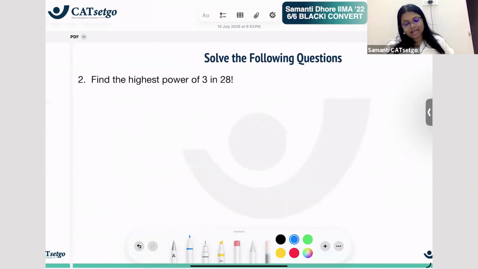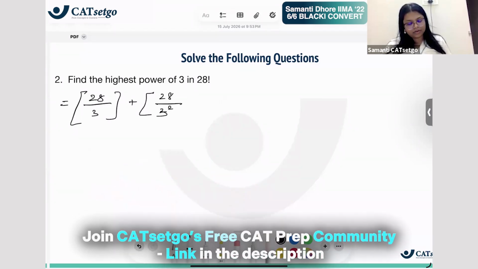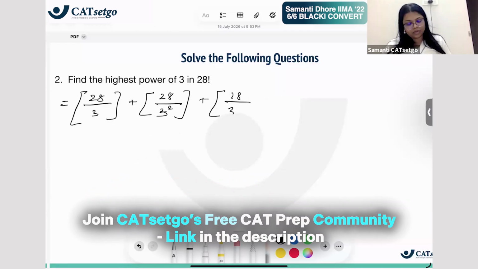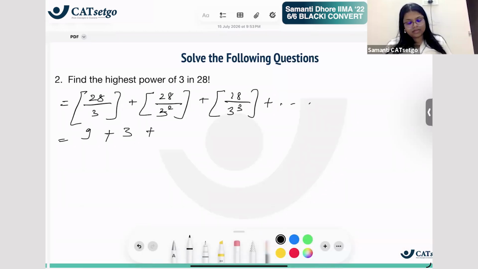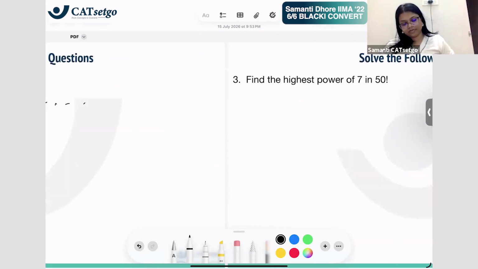Very good. Let us find the highest power of 3 in 28 factorial. We are going to do 28 divided by 3 plus 28 divided by 3 square plus 28 divided by 3 cube and so on. So this is 9, 3 nines are 27, this is 3, and this is 1. So this becomes 13. So what is the highest power of 3 in 28 factorial? It is 13. Correct? Are we sorted? Very good.